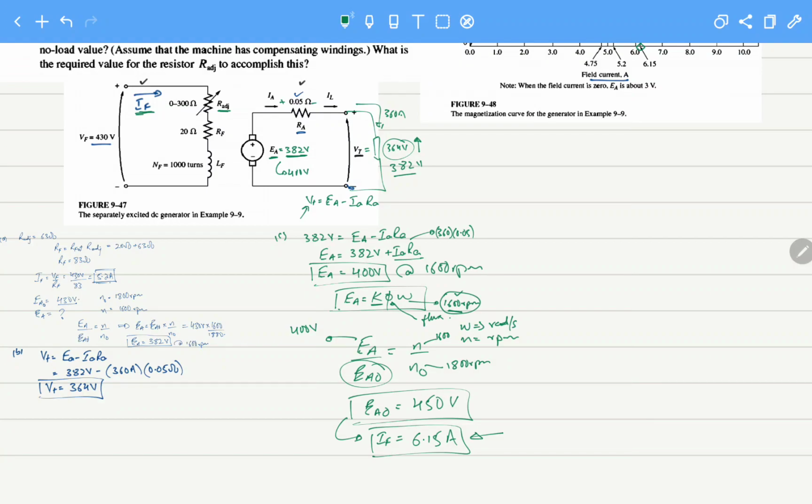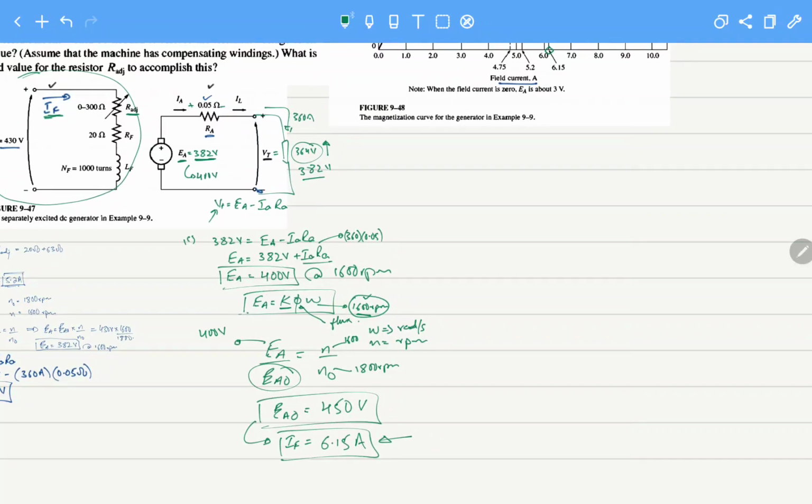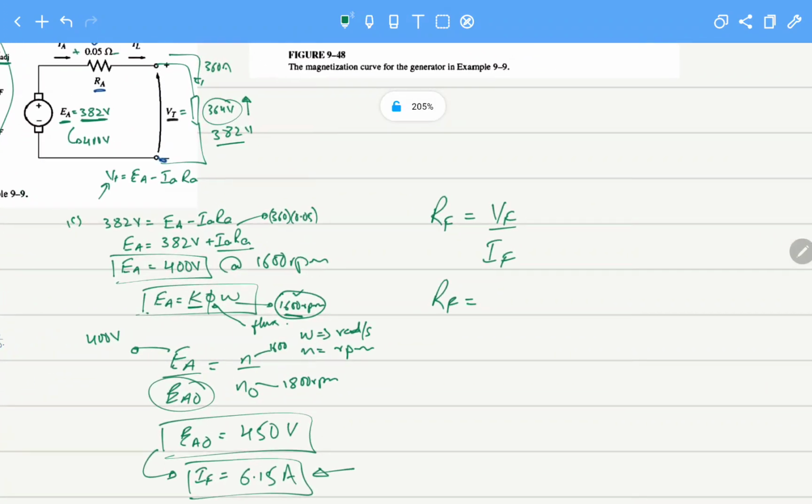If you slowly try to absorb this, it will stop looking as confusing as it sounds. The things are related to each other. So at IF equals 6.15, how can I make 6.15 ampere? By using this area of the circuit, we can calculate this value. This is actually RF equals VF over IF. So the value of RF would be, what is VF? It is given as 430 volts. And what is IF? We have calculated 6.15 amperes.